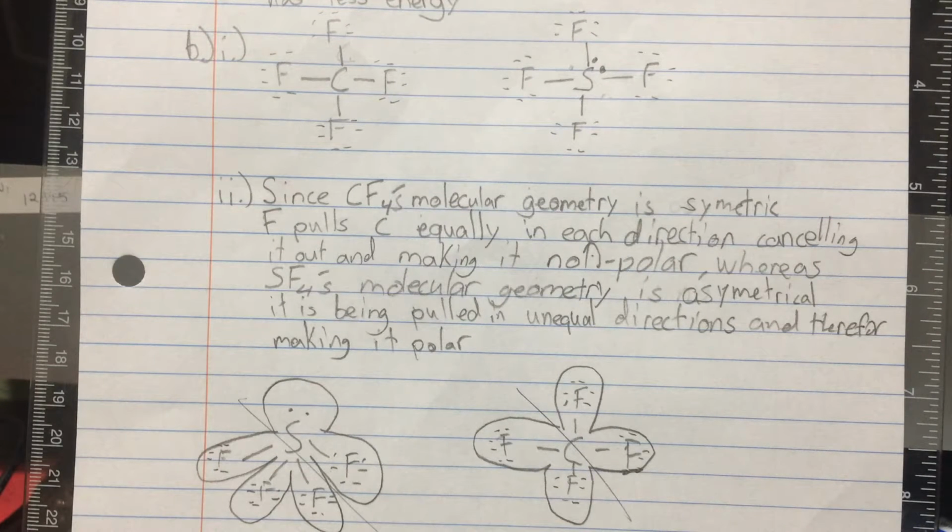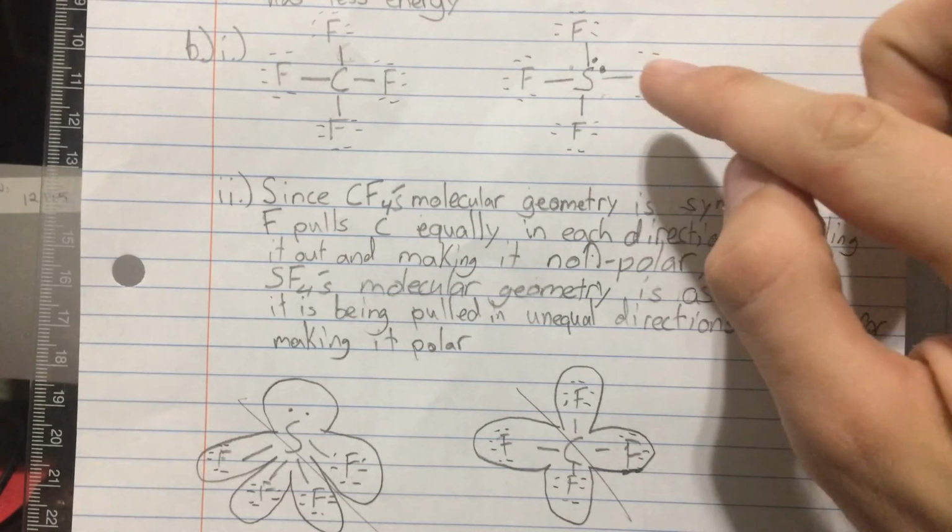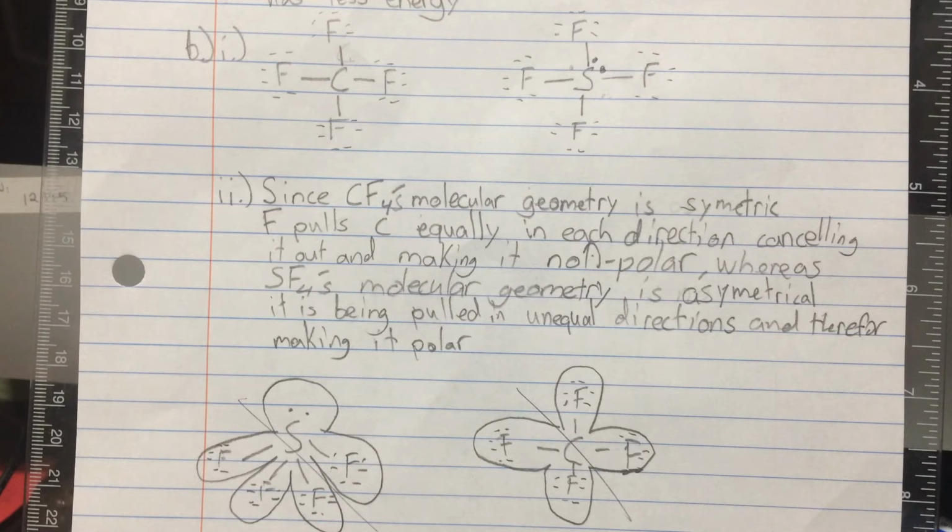So for part 2, it says, in terms of molecular geometry, account for the fact that the CF4 molecule is nonpolar, whereas the SF4 molecule is polar. So as I already said, SF4 has 1 lone pair, which would make it polar, and since CF4 does not have a lone pair, it would not be polar.